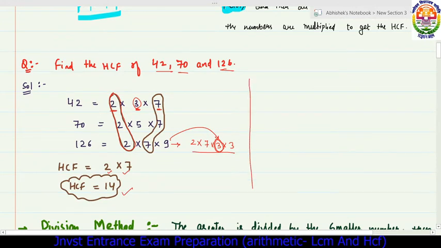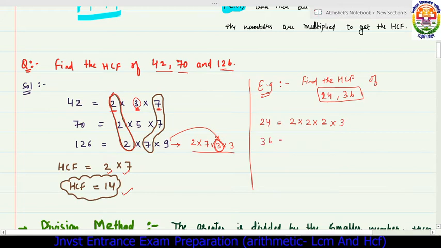Let's take another example. Find the HCF of 24 and 36. Earlier the example was this. Now 24 is written as 2 into 2 into 2 into 3: 2 2s are 4, 4 2s are 8, and 8 3s are 24. And 36 is 2 into 2 into 3 into 3: 2 2s are 4, 4 3s are 12, and 12 3s are 36.